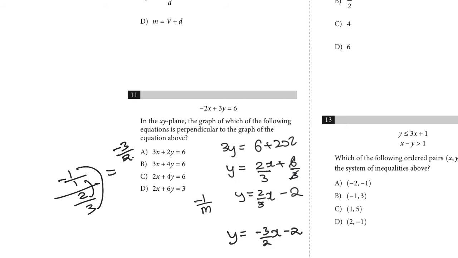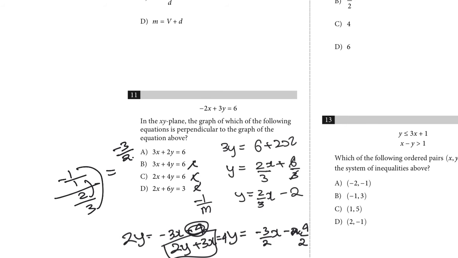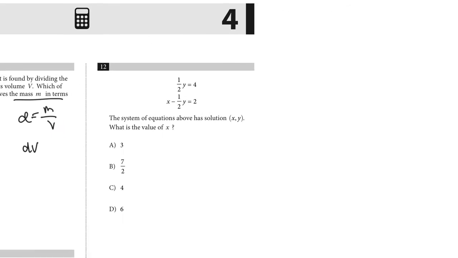Now if we multiply this by 2, we'll have y equals minus 3x, so 2y plus 3x is equal to 4. Actually, we don't know if it's 4 or what it is, because the y-intercept will definitely change, but it's going to be 2y plus 3x, and that option is not this, not this, not this, so it's going to be this. 2y plus 3x is equal to 6.